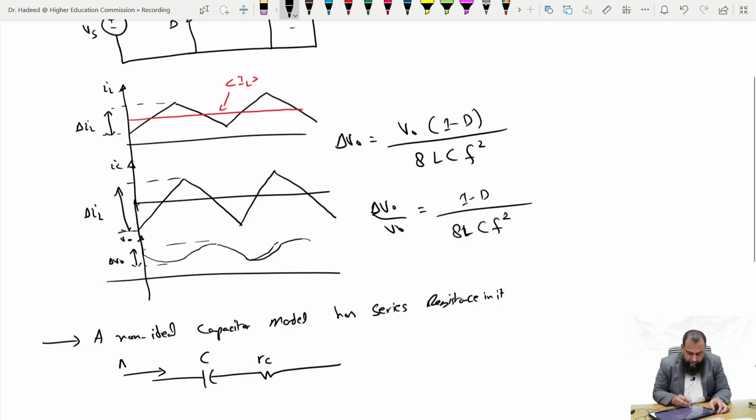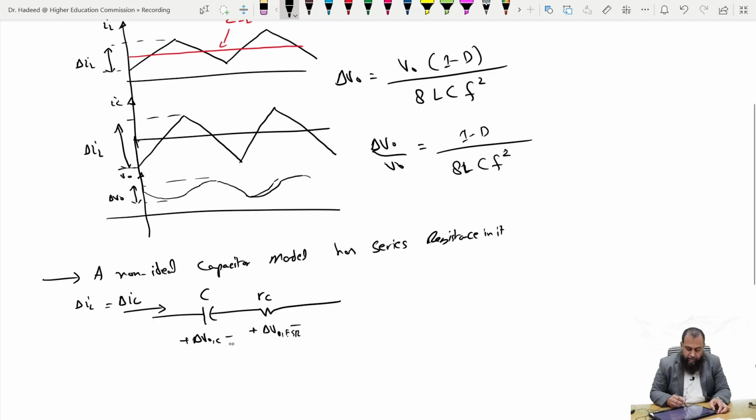Here we have the delta IC, which is equal to delta IL. It produces a voltage delta V naught C, and this delta V naught C is the delta V naught available in this given expression. However, if we include this value of RC, then this RC shall have its own output voltage ripple, because it is a series component. Whatever current is flowing through this capacitor will also flow through this resistance, and thereby it will create a voltage across this resistance, and together the two will sum up with each other, and thereby it will increase the output voltage ripple based on this given expression here.